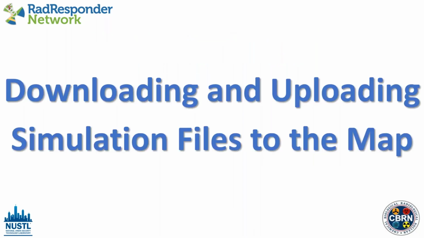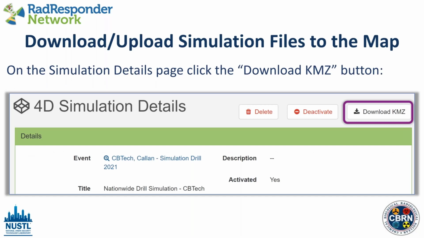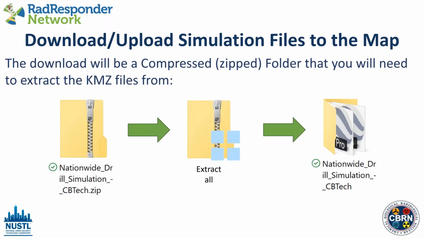So now that the simulation has been created, you will now want to download and then upload these files to the event map. So once you got that confirm save message, if you click the done button, or if you just view the details, you will see the download KMZ button in the top right. So you're going to want to click that, and the files will be downloaded into a compressed zip folder.